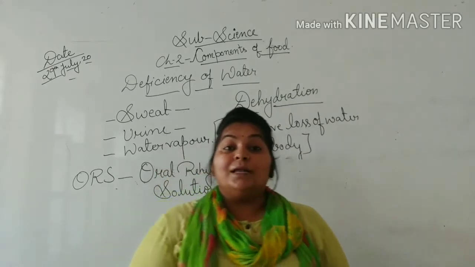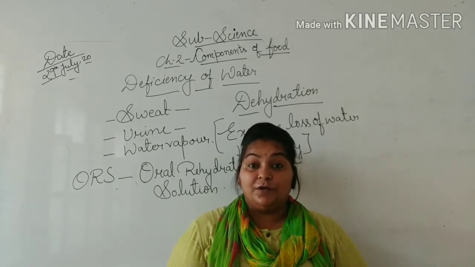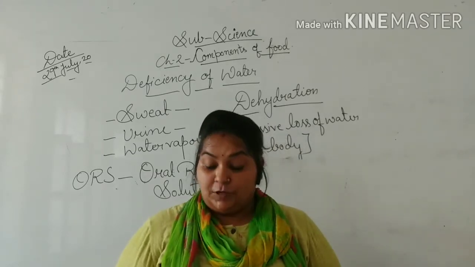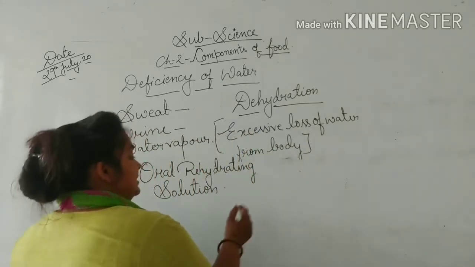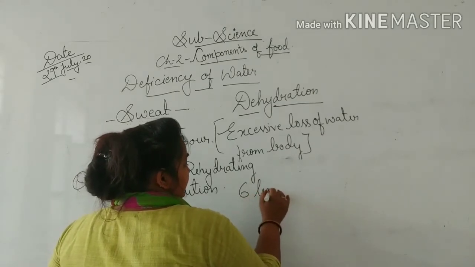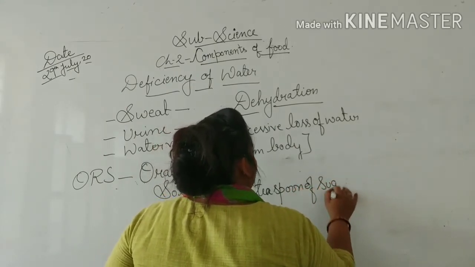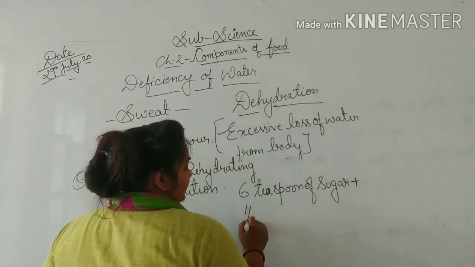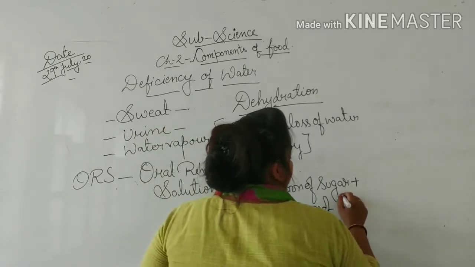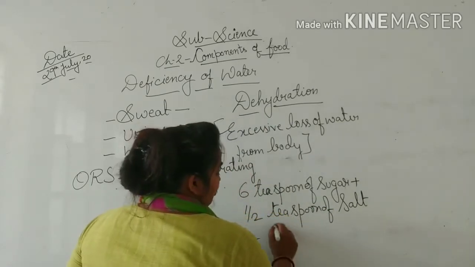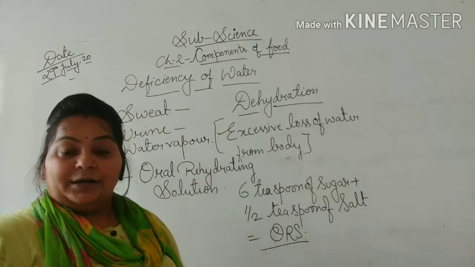If that is not possible, one can also make it at home by mixing 6 teaspoons of sugar and half teaspoon of salt in 1 liter of boiled water. This is the way you can mix it. That is, 6 teaspoons of sugar plus half teaspoon of salt equals ORS, and it is a solution that also gets rid of dehydration.